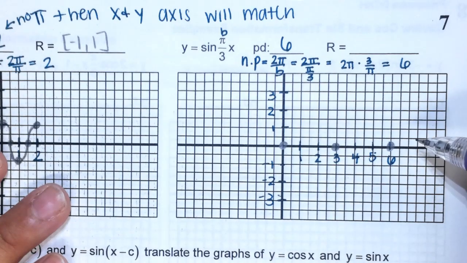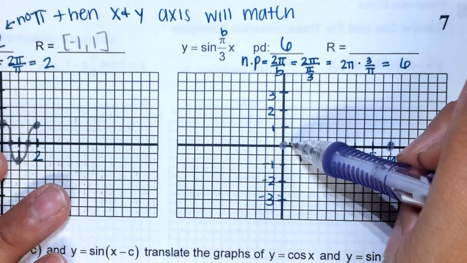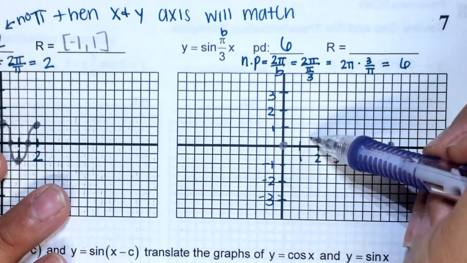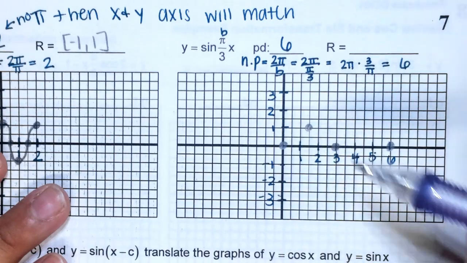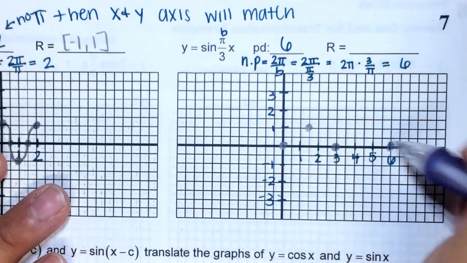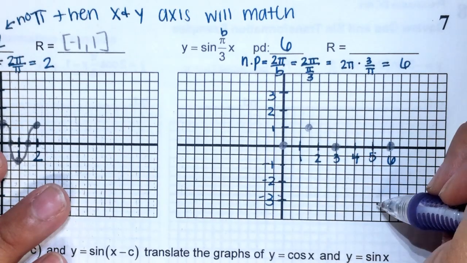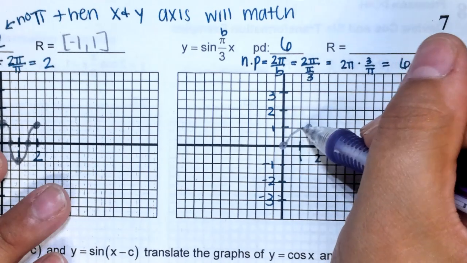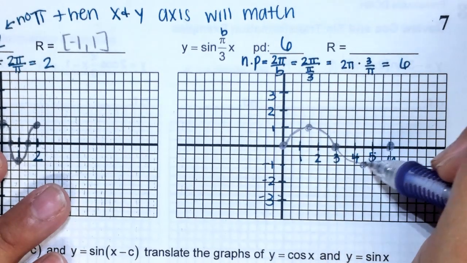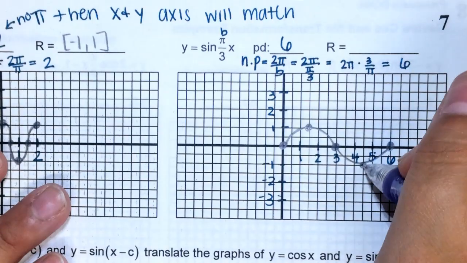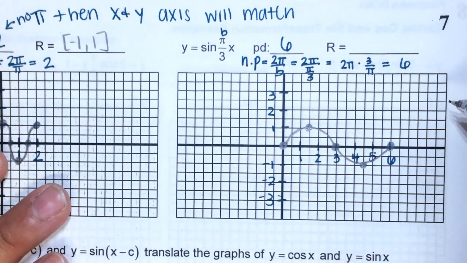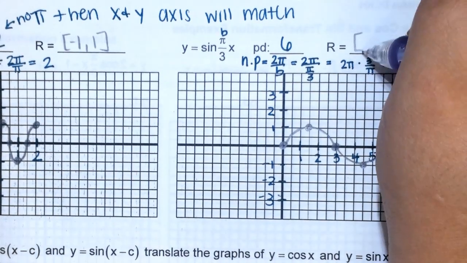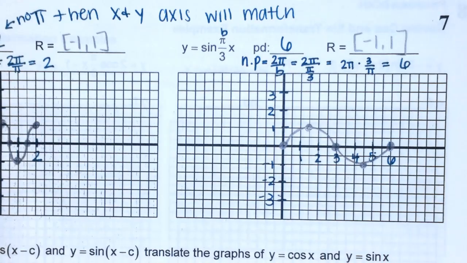Okay, where's 1 going to be? 1.5. Why? Because it's in the middle. And if you're not sure, count the squares. 1, 2, 3, 4, 5, 6 squares. What would be the middle? 1, 2, 3. And then where would the other negative 1 be? 4.5. What is my range? Negative 1 to 1. Again, we're not doing anything vertical, so they're all negative 1 to 1.